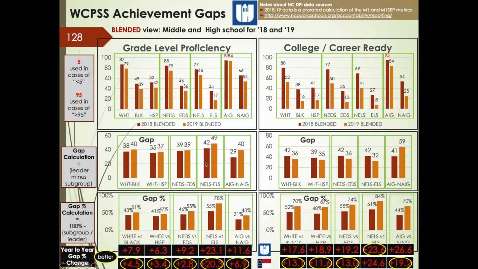Some notably big differences here are the EDS numbers for GLP. About a 6.4 point difference here for GLP for NEDS versus EDS. And then for CCR, black versus white, 4.5 difference here, 7.3 difference here on Hispanic versus white, and then a 6.2 difference on EDS versus non-EDS.